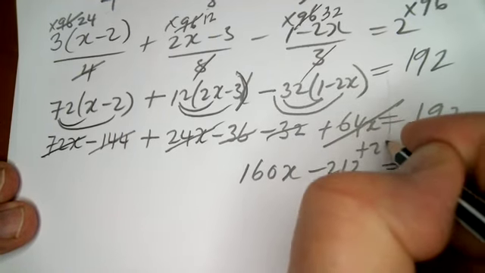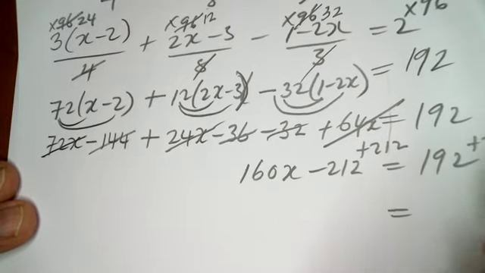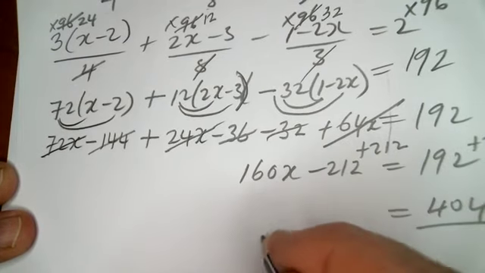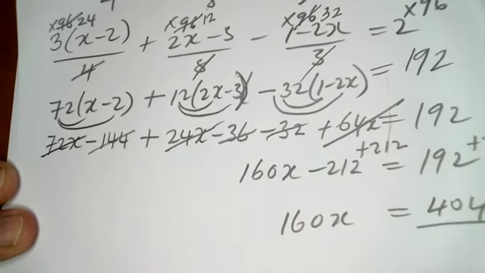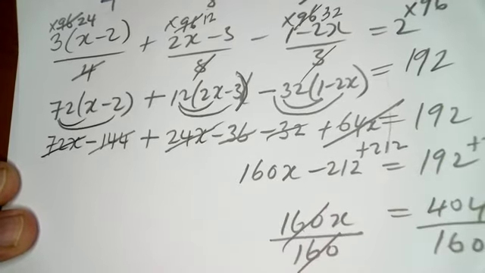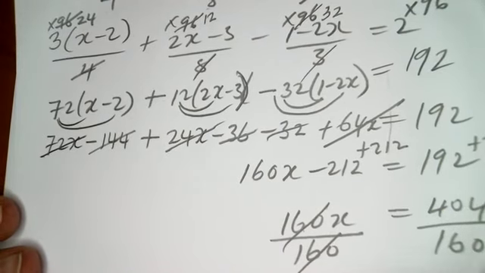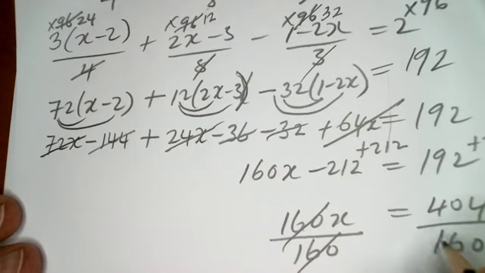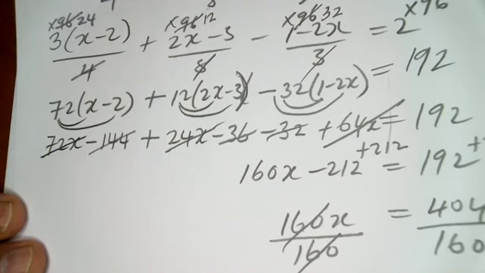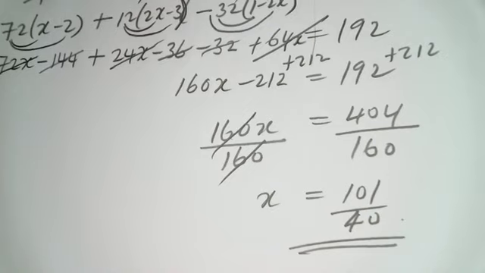Now what we're going to do is make x the subject. We're going to add 212 to both sides. So that's going to become 404. Because we've got 160x now equal to that, we're going to divide both sides by 160. 160 divided by 160, of course, is 1, leaving me with x. So 404 divided by 160, and that comes to 101 on 40. So there is my answer. Oh, sorry, you couldn't see that last bit. So yes, it comes to 101 over 40.